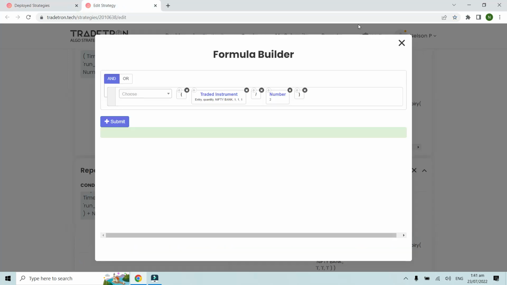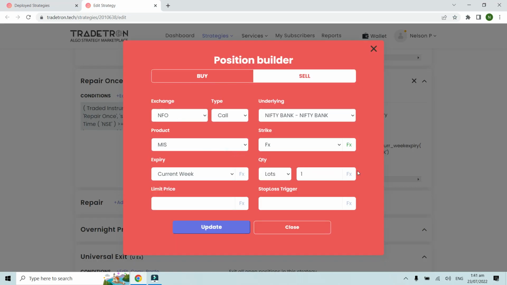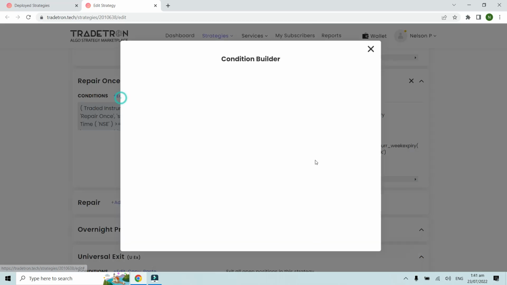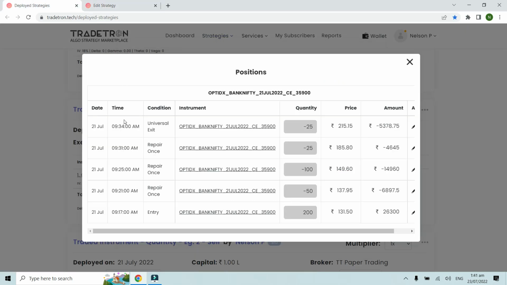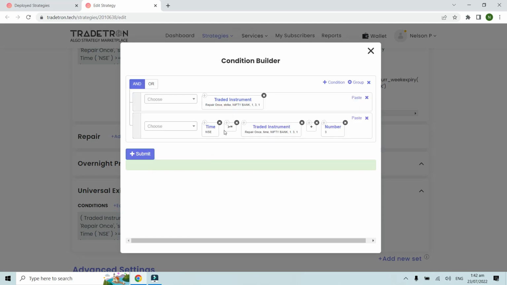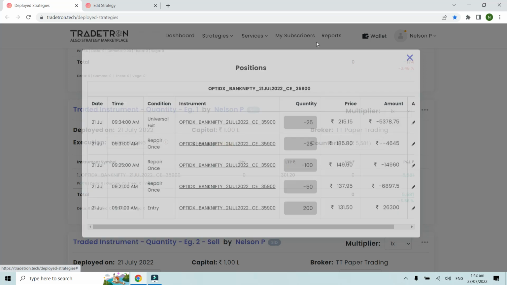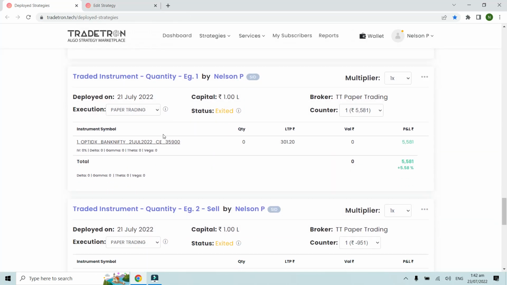After that, in the third repair we have mentioned that it should square off 1 lot, after 6 minutes of that. So after 9:25, at 9:31, it exited another one lot at 135. For the remaining one lot we have put the condition that the universal exit should happen 3 minutes after the third repair is triggered. So at 9:34, it exited the remaining one lot. That's how the traded instrument quantity works in this case.